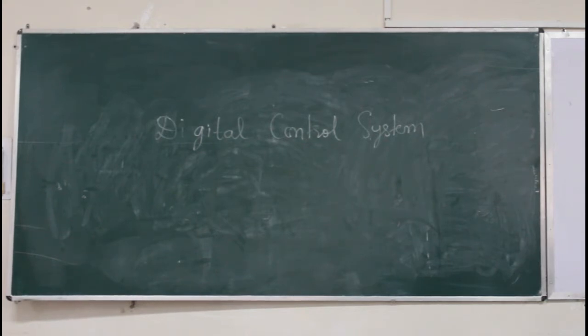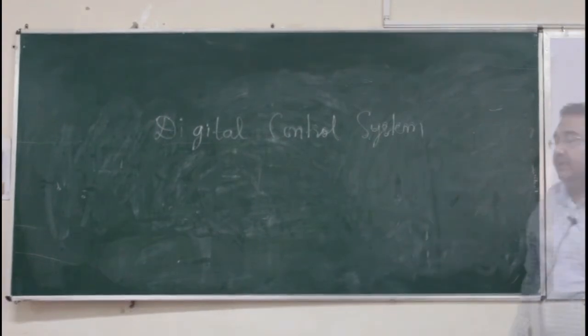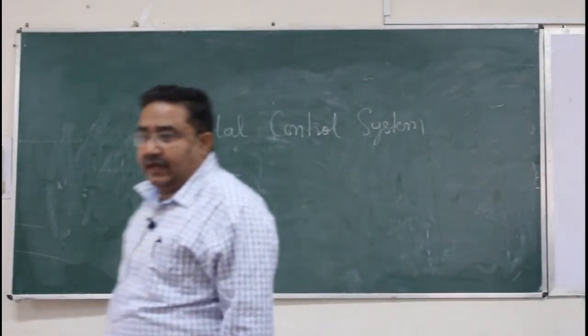Before proceeding towards the analysis part, first of all we will highlight the advantage, that is, why we are going for digital control system, why we are unhappy with the analog control system. First of all, that should be highlighted, and then we will go for the digital control system analysis. So why we are going for digital control system? When things were okay, are we not satisfied with the analog system?